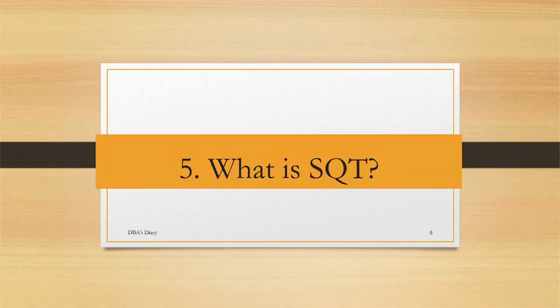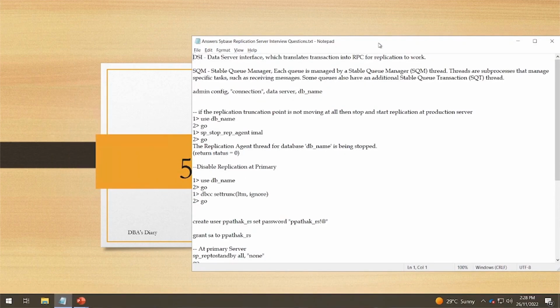Now the next question will be, what is SQT? SQT is actually part of SQM. It is at the thread level. If you run the command admin who, SQT at the Sybase Replication Server, you may see whether any command is still open at the primary server level, or it has been closed. All these things you can find out at the thread level. So this gives you more visibility into the status of replication. SQT is nothing but stable queue transaction thread.